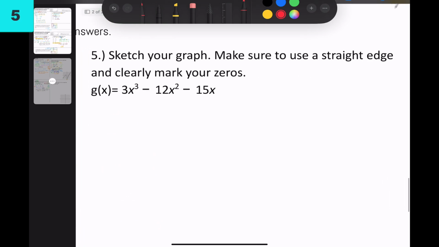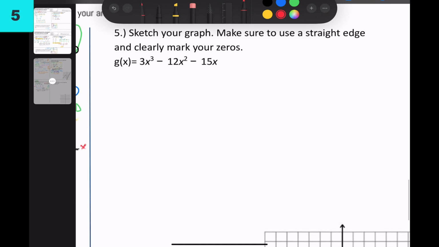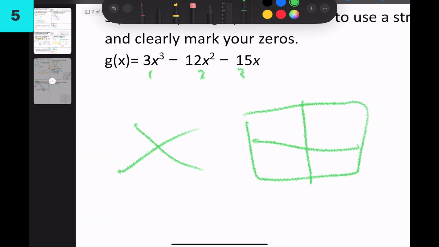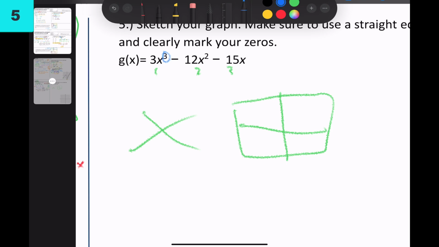Number 5, sketch your graph. Make sure to use a straight edge. Clearly mark your zeros. Okay, so I have 3 terms, and we want to use the X-box. But before you count the X-box, you'll notice that half of 3 is not 2. So we should go back to the question, is there a GCF? So you can break up the terms, 3x, x, 12 times, whoops. So that'd be 4 times 3 times x.